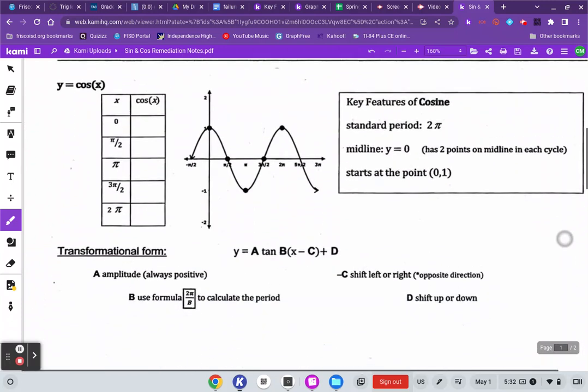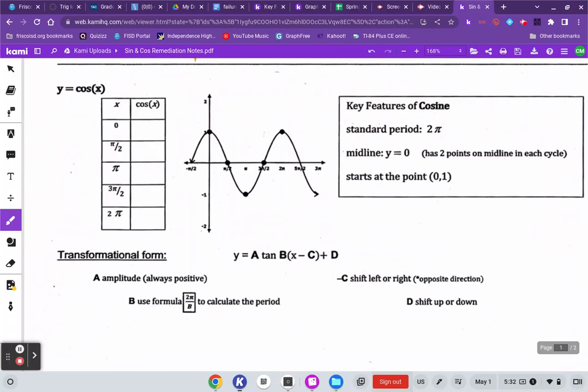And you'll see here on the notes page, it's exactly the same. Oops, looks like that's a little typo right there. That should say cosine. But it also is the same form for tangent. Now, the standard period for cosine is 2 pi. That's the same. The midline is at the same location for the parent graph.